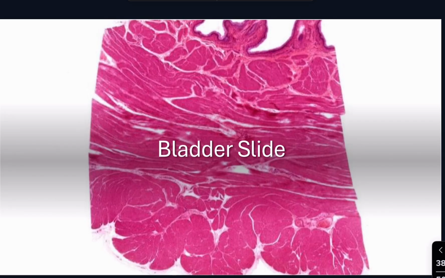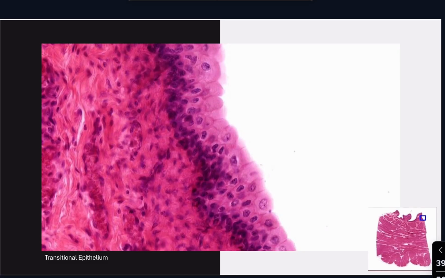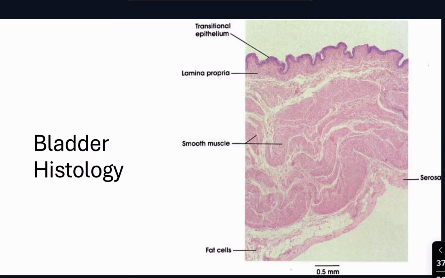Here we have that transitional epithelium over here. The mucosal folding is pretty variable depending on the state of the organ, whether it's distended or not. That depends on when the slide was made. This is called fixation, so whenever the slide was fixated. The epithelium is not going to be uniform in thickness, and that is kind of owing to that variable distension of the organ.